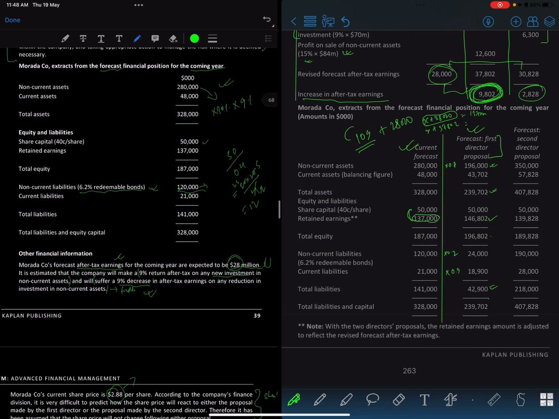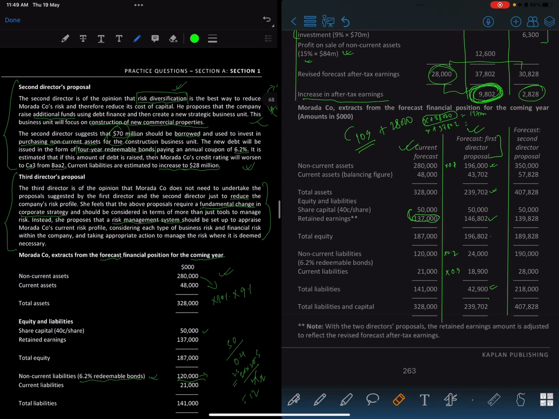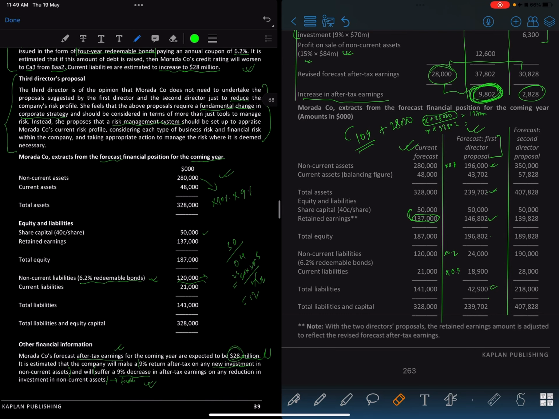And then coming to the second director's proposal, right? What did the second director suggest? He was suggesting to increase the debt and everything, right? So non-current assets, we increase it, but by how much? We are investing 70 million. Remember the debt amount? It should be borrowed 70, right? So 128 plus 70, so 350, right? So 350,000 is there. Same thing for the current assets, it's a balancing figure.